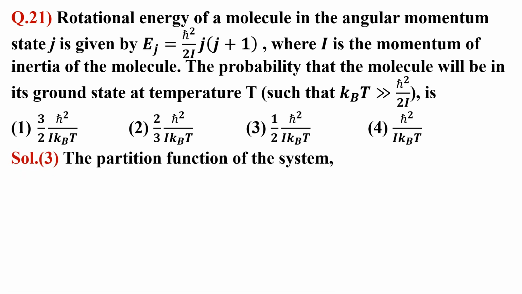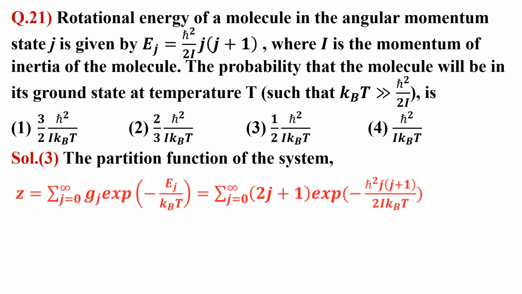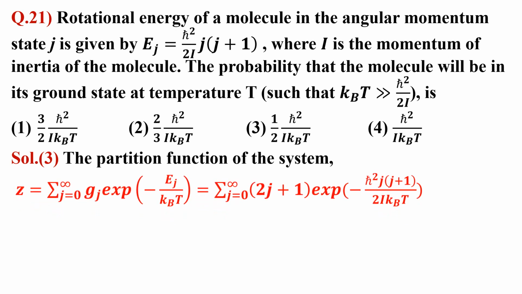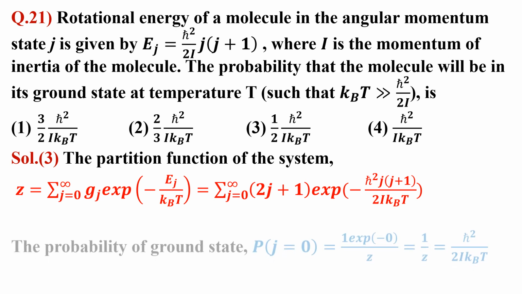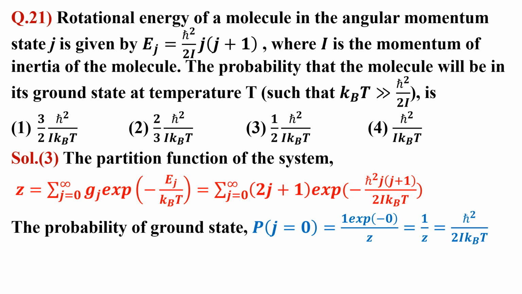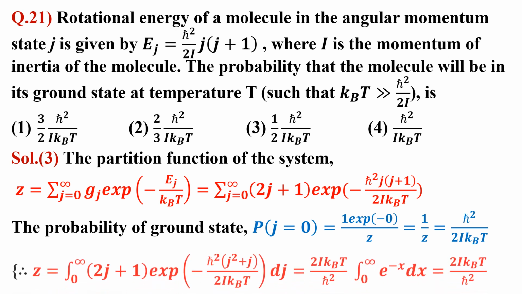The partition function of the system Z equals summation j equals 0 to infinity of gj exponential minus Ej upon kBT, where gj is the degeneracy of the state, equals summation j equals 0 to infinity of (2j+1) exponential minus h cross squared j(j+1) upon 2I kBT. The probability of the ground state, when j equals 0, the degeneracy of the ground state equals 1, so its probability equals 1 upon Z, which is h cross squared upon 2I kBT. You can see the integration.